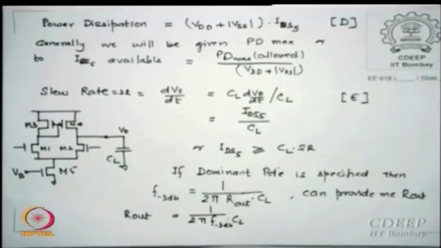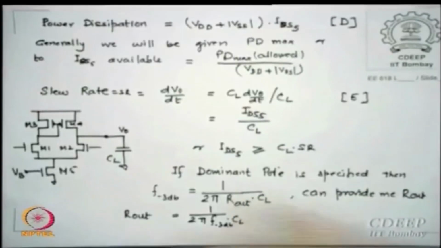We will show you why that is the maximum current in the capacitors. It is not so visible right now, but IDS 5 by CL is the slew rate. So what am I going to get? If I am given a specified slew rate, so many microvolt per microsecond, 10, 20, 100 or whatever number, as soon as I specify a slew rate and the load is given to you, I am also giving you a limit for IDS 5.